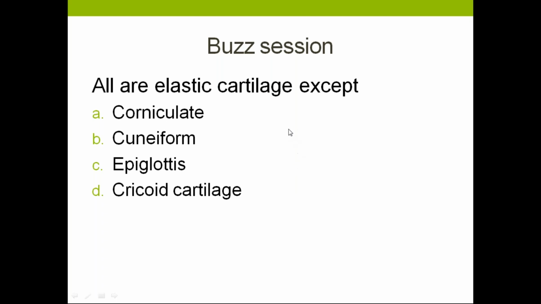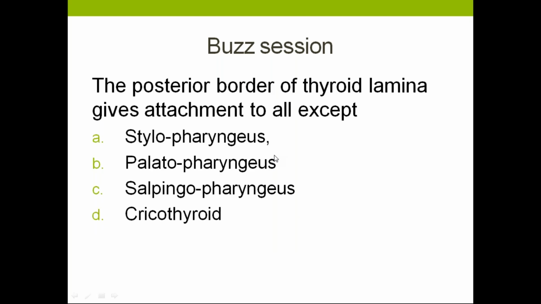Okay, good. I think all of you are listening to the class and following. The answer here is the cricoid cartilage. The cricoid cartilage is an example of hyaline cartilage. Okay, we'll go on to the next question.